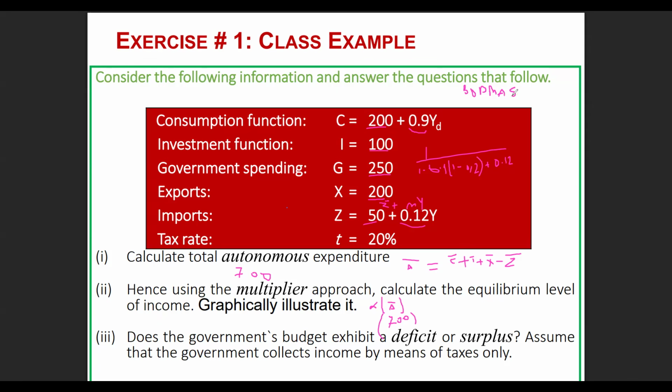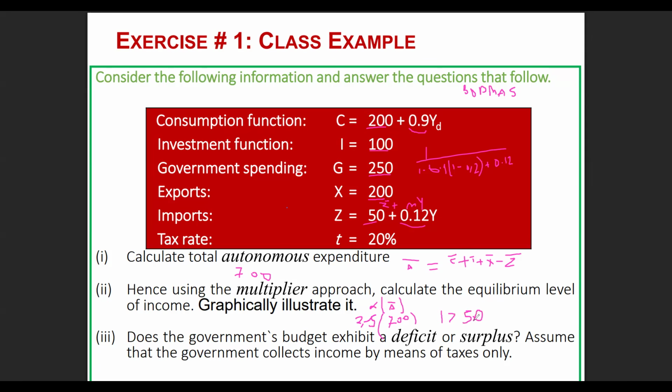So I'm just going to place everything in the calculator for now. It's 1 minus 0.9, which is the MPC, times 1 minus 0.2, plus 0.12. Then my multiplier is 2.5. So I'm going to say 2.5 times 700. There's supposed to be a comma, guys. So 2.5 times 700 gives you 1,750. So the equilibrium income is 1,750.